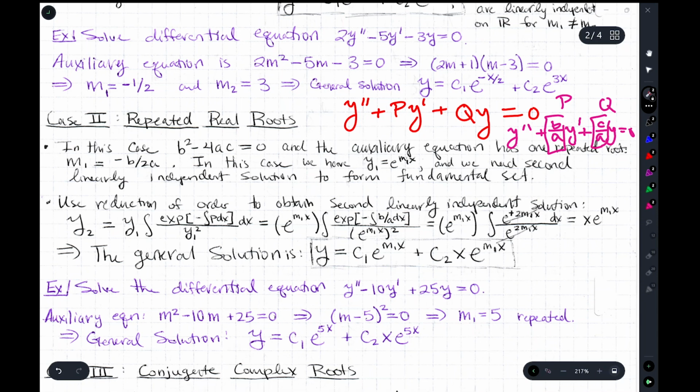So what do we do there? Well, we have one solution right off the bat. We could go through the reduction of order, but we did it more generally. And so we know that we just have to multiply by x to get a linearly independent solution from the first. And we have now two linearly independent functions. We add them together and multiply by constants. And this constitutes our general solution to the differential equation.